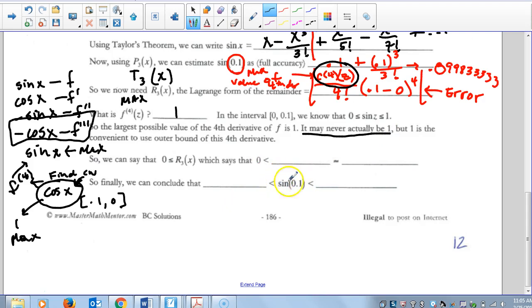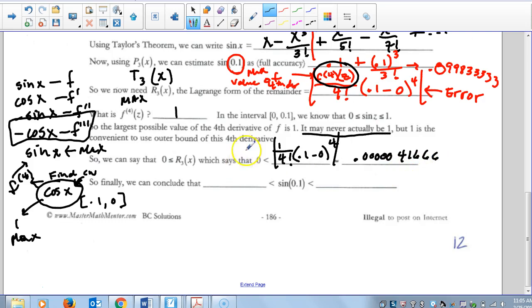So my error is going to be 1 over 4 factorial. And then my center, 0.1 minus 0, this is Maclaurin, to the 4th. Absolute value of that. And if I do that, I get this crazy small error. I think there are 5 zeros. Your calculator will pop out scientific notation for this. It's not wild about putting zeros in there.